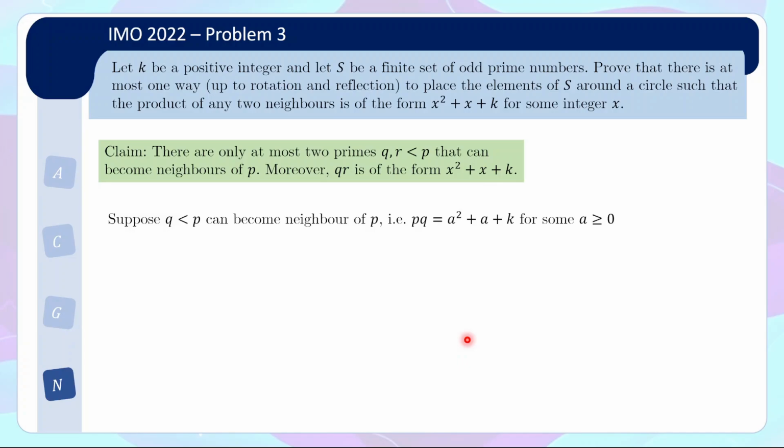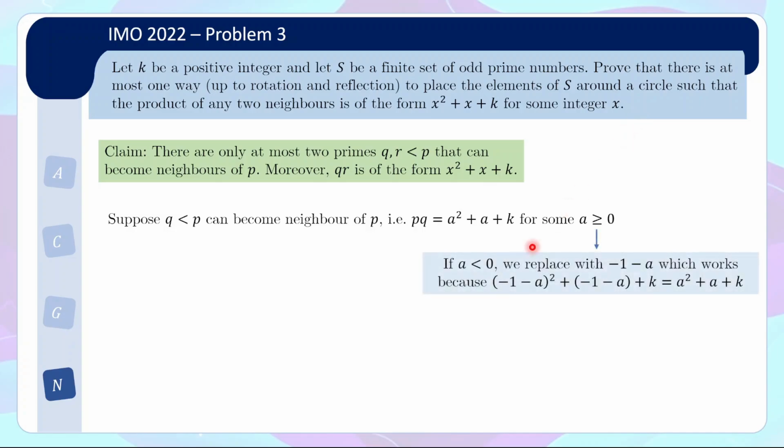Suppose Q less than P can become a neighbor of P. In other words, suppose Q less than P is such that PQ equals A squared plus A plus K for some integer A. But actually, if A is less than 0, we can replace it with minus 1 minus A, because minus 1 minus A after you replace is the same numerical value as A squared plus A plus K. Just expand this out and check yourself. So without loss of generality, we can assume this is the case for some A greater than or equal to 0.